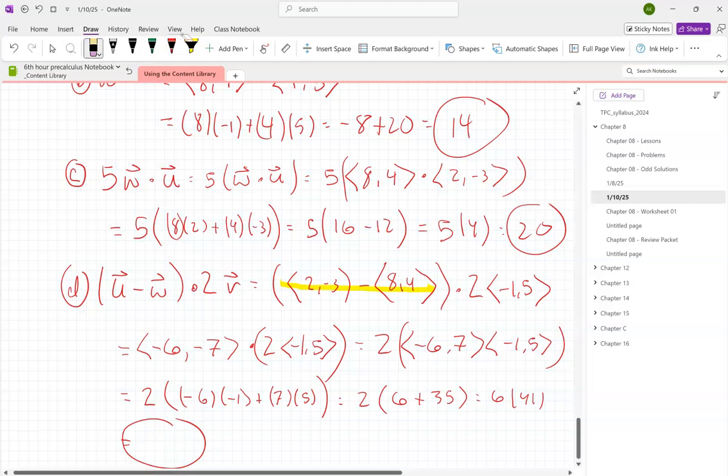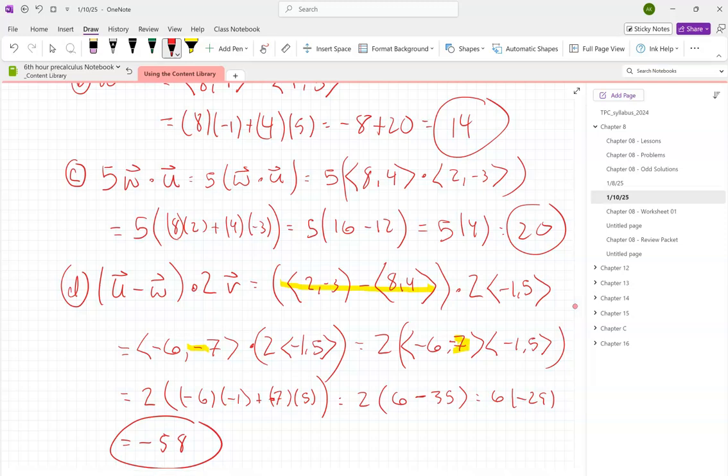Oops, that's not right. Look what I did. Forgot a negative sign. That's negative 29. So I have negative 58. Sorry about that. That happens every once in a while, right? We drop some negative sign.